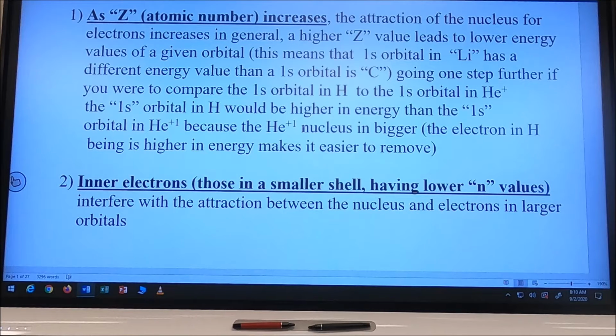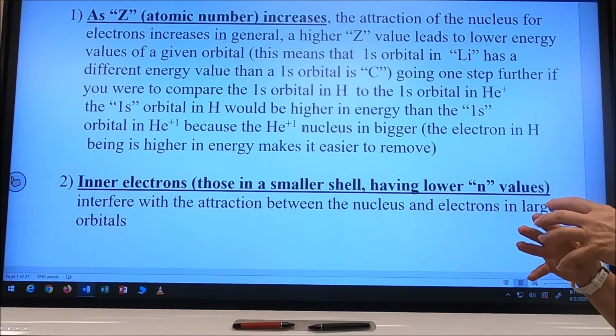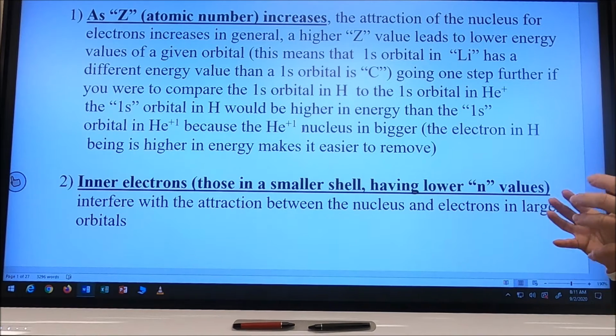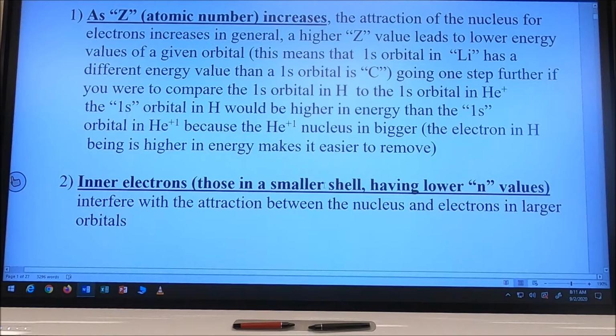Okay? Inner electrons, those in smaller shells, having lower n values, also affect the energy of an orbital, because they interfere with the attraction between the nucleus and the electrons in these larger orbitals. So electrons closer to the nucleus are going to affect things that are further from the nucleus, on average. Okay, so let's look at this.